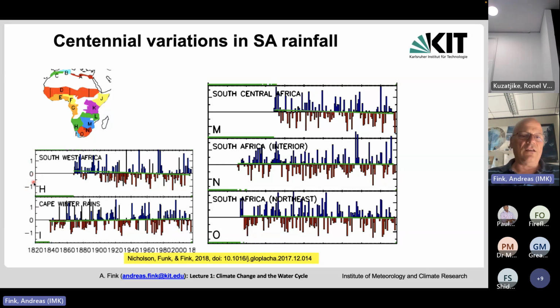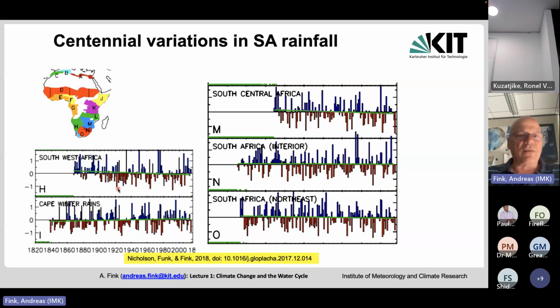What is shown here is a standardized anomaly of yearly rainfall. Bluish bars indicate above the long-term average. The red colors indicate below. The green lines here show a long-term linear trend. And you shouldn't be surprised, there isn't a long-term linear trend. So there are fluctuations with drier and wetter episodes.